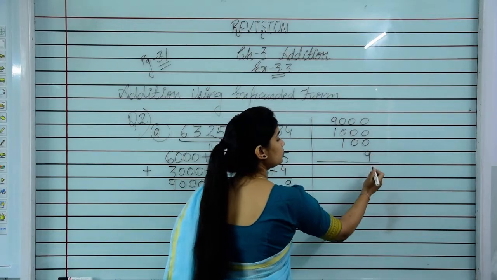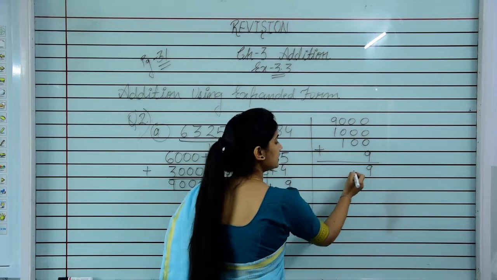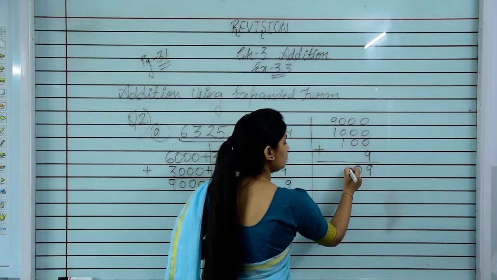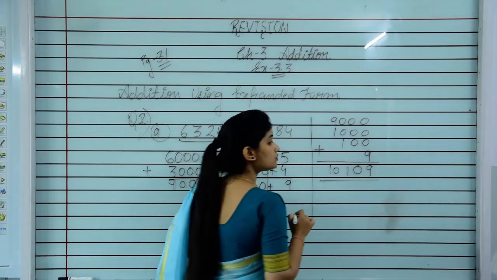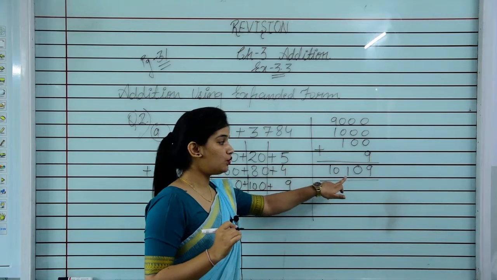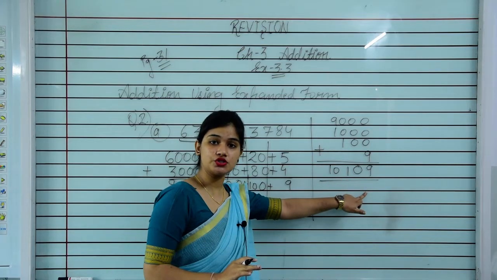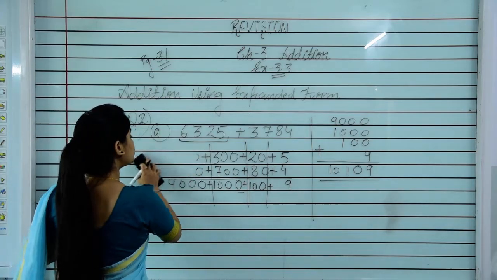9 plus 0, 0 plus 0 will be 9 as it is. Then 0, then 1 and 9 plus 1 will be 10. So the addition of these three numbers, 10,109. Understood, students? Now we have to check the answer.